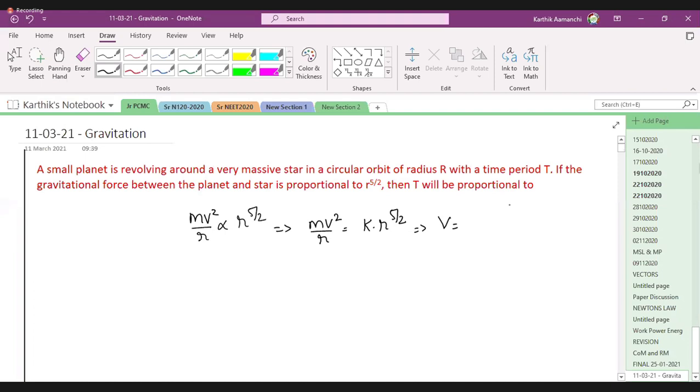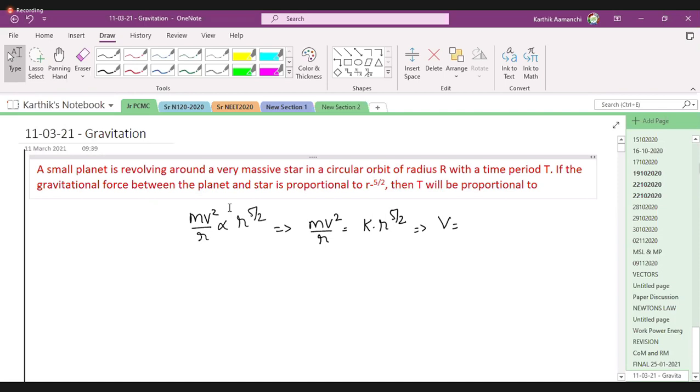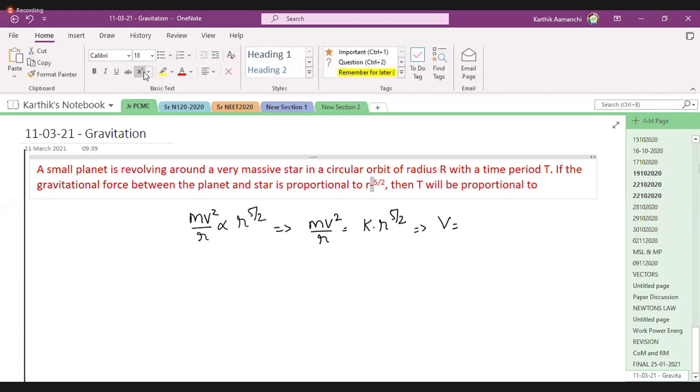Sir, I have a doubt. Why can't we use T squared proportional to r cube formula? Please change it to minus 5. Minus. R power minus 5 by 2.